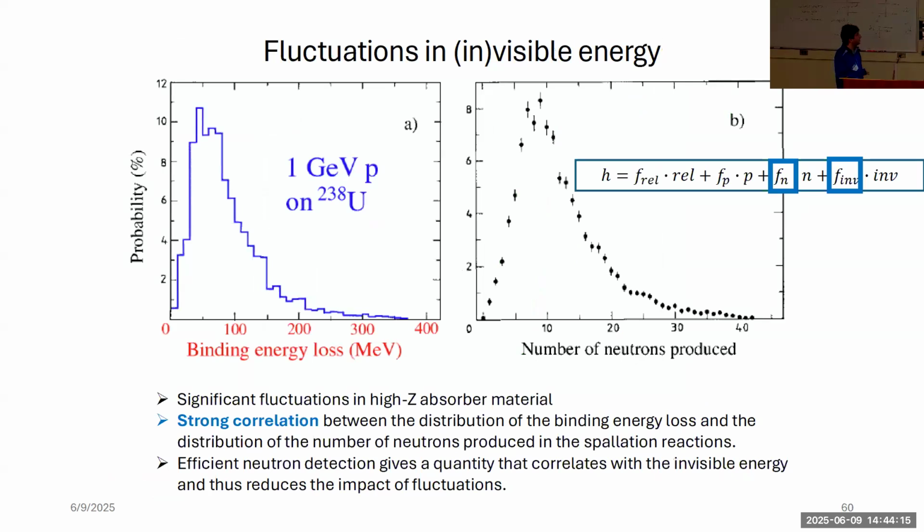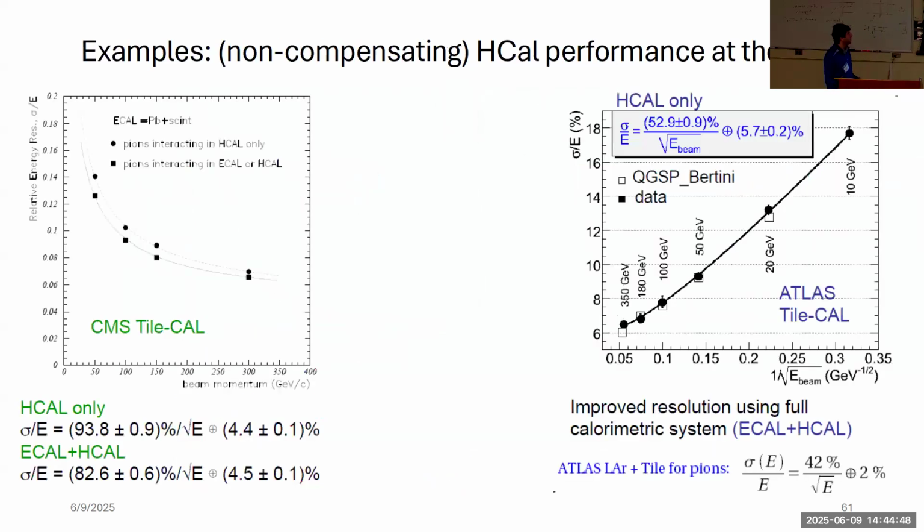And then the fluctuations in invisible energy, that's the second component. There can be significant fluctuations in this invisible energy event by event. But what's interesting is there's a strong correlation between the size of this invisible energy for each event and the number of neutrons produced. So efficient neutron detection gives a quantity that correlates with the invisible energy and thus reduces the impact of fluctuations. Okay, so then just the last two slides.